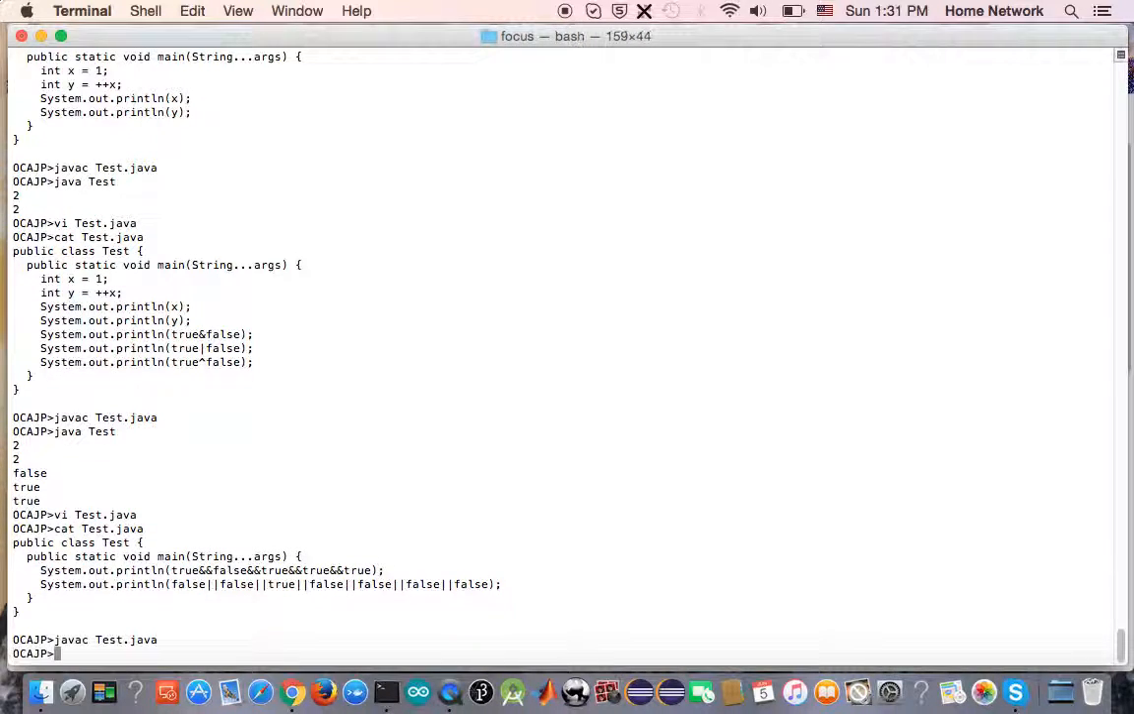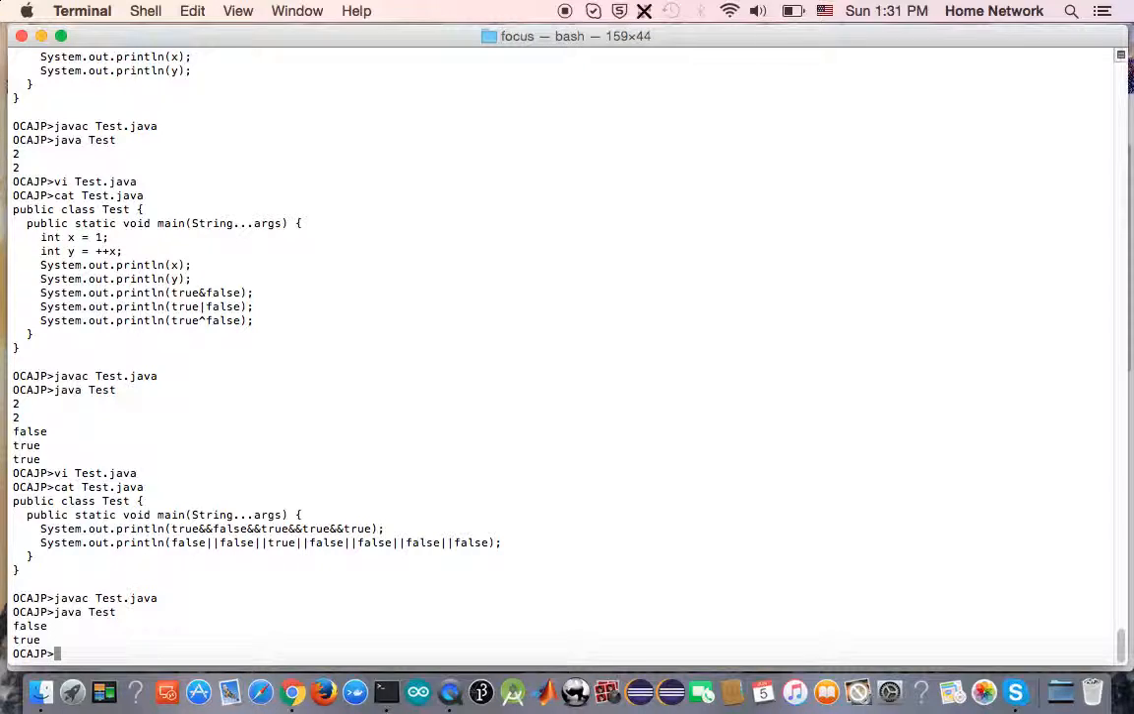Let's run the program. Okay, so for the first short-circuit AND, the false is decided by the first false we met in the expression from left to right. The rest of the expressions are just ignored or short-circuited. The next one, we get the value true because it's decided by the first true we met. The rest of the expressions are just ignored. They didn't change anything.